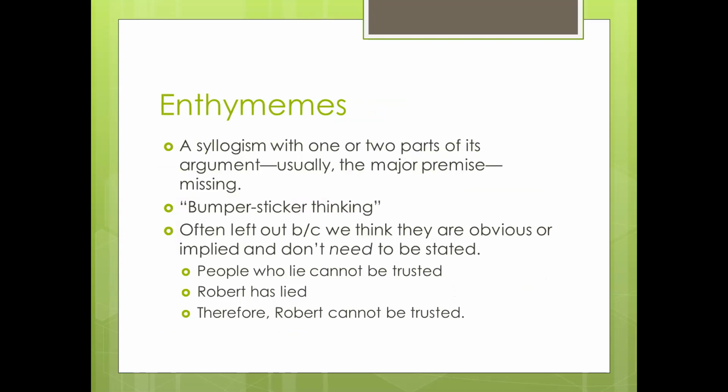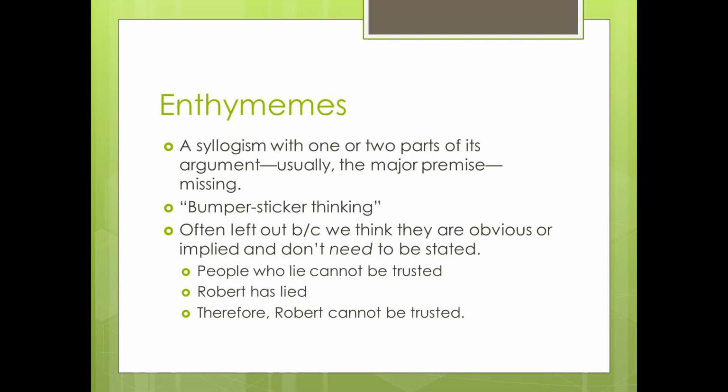Enthymemes are syllogisms with one or two parts of its argument, typically the major premise, missing. This can also be referred to as bumper sticker thinking, right? And there's a great example in your text of how this premise plays out itself. Often the major premise is left out because we think they're fairly obvious and don't need to be stated or written in the course of an essay.